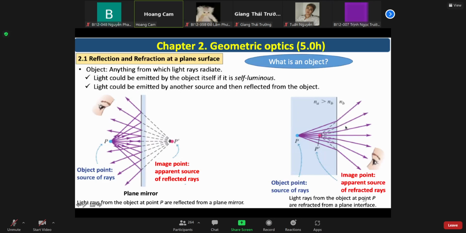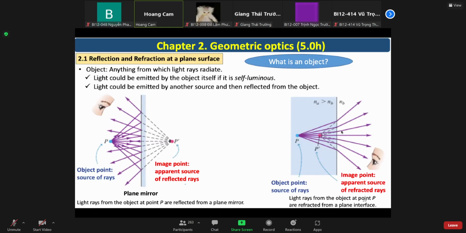And due to the relation between Na and Nb, in this case Na is larger than Nb, so the angle of incidence will be smaller than the angle of refraction. So that's why you see it refract. Then we observe the refracted rays here. Our eye is here waiting for the refracted rays to come, and then what you observe is the image.